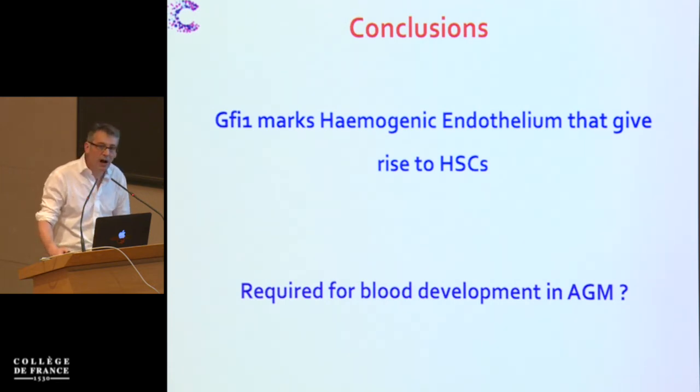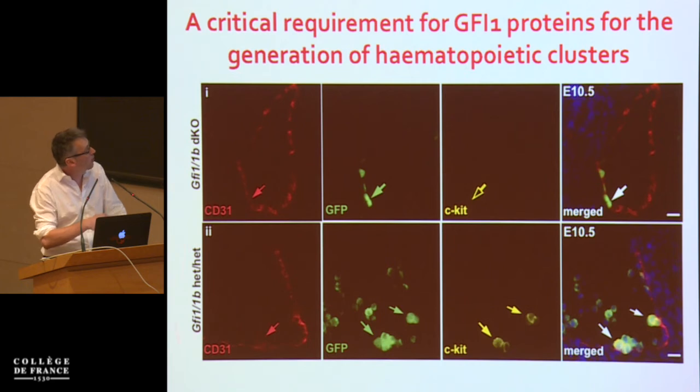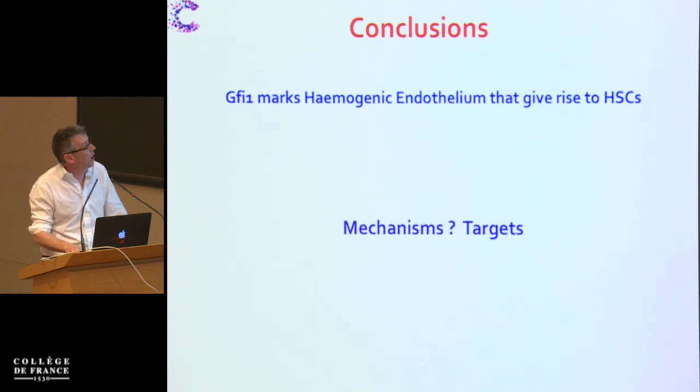So, the next question, are these two genes important for this transition, again, in the dorsal aorta? And I'm just showing you the double knockout and the wild type. And you can see emergence of this cluster in the wild type mice. And you can see that this is completely altered in the double knockout. So the cells stay in the lining of the dorsal aorta and cannot emerge, cannot do this endothelial to hematopoietic transition, cannot form this cluster. So really what we can conclude from this is that GFI1 marks hemogenic endothelium, which gives rise to hematopoietic stem cells.